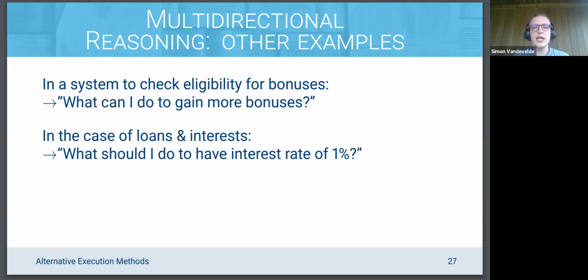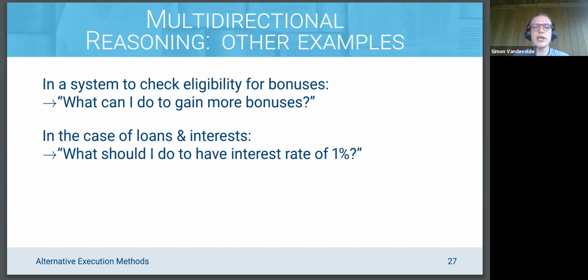Or two more examples. If we have a system which can check eligibility for bonuses, what can I do to gain more bonuses? If I want to get rich quicker, then what things can I tweak? Can I, for instance, donate to charity and then get a tax rebate? Or can I do some volunteer work and then my company gives me a bonus? Stuff like that we can still change, and that might be interesting.